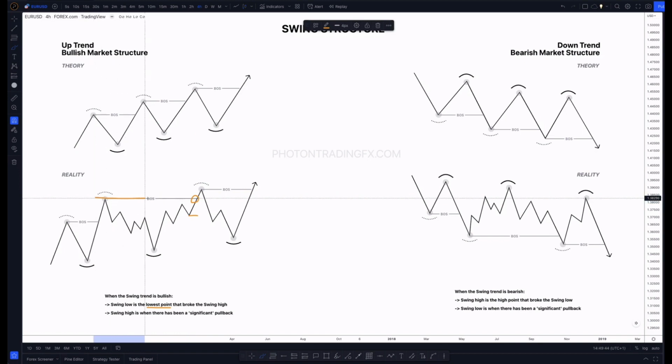Because obviously at this point, we're trading between this high and this low, and price pulls back and it does its thing and messes around. But once we get that bullish break of structure and the swing trend continues to the upside, the low doesn't stay here. We need to find the new low. And the new low is the lowest point that broke the swing high. When we look back, obviously we can see it's this low here.